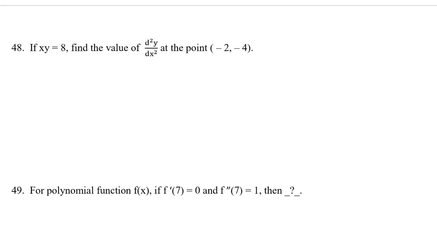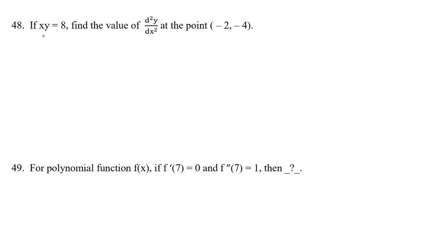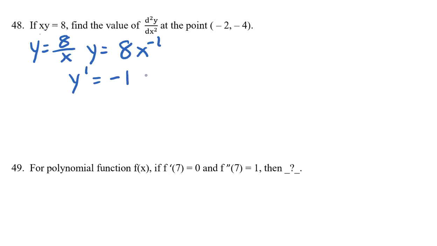In 48, there are two different ways to do this, of course, a long and a short way. The short way is to realize we don't actually have to use the product rule because we could divide and make this an explicit function. So this is the same as y is equal to 8x to the negative 1. So we could do the first derivative by the power rule. Let me make that a negative 8.